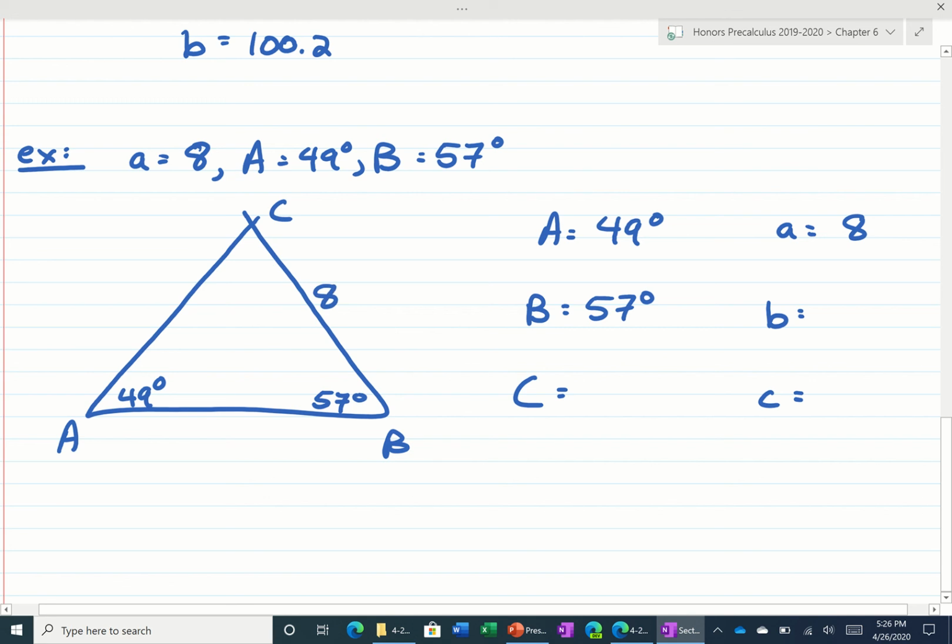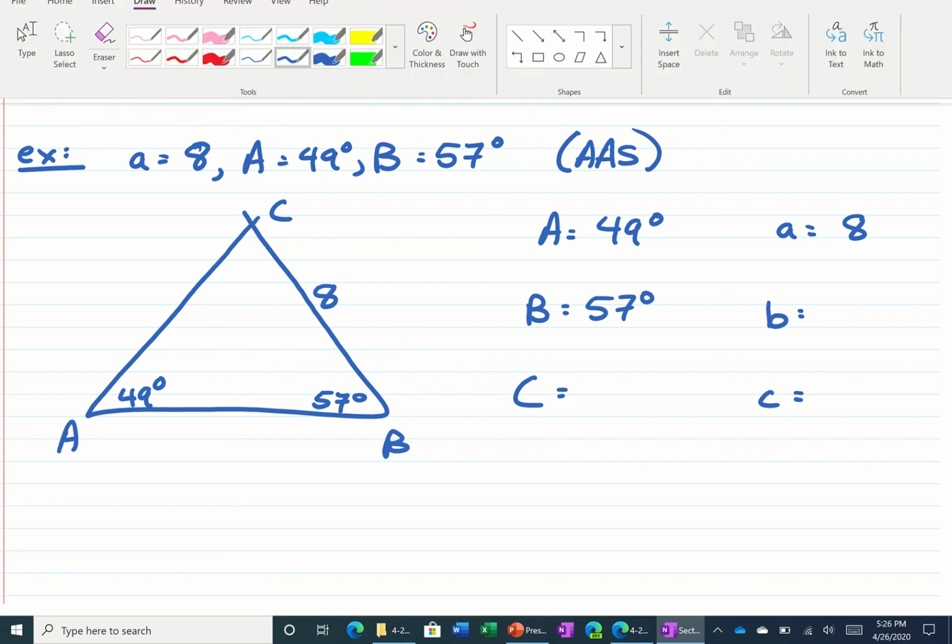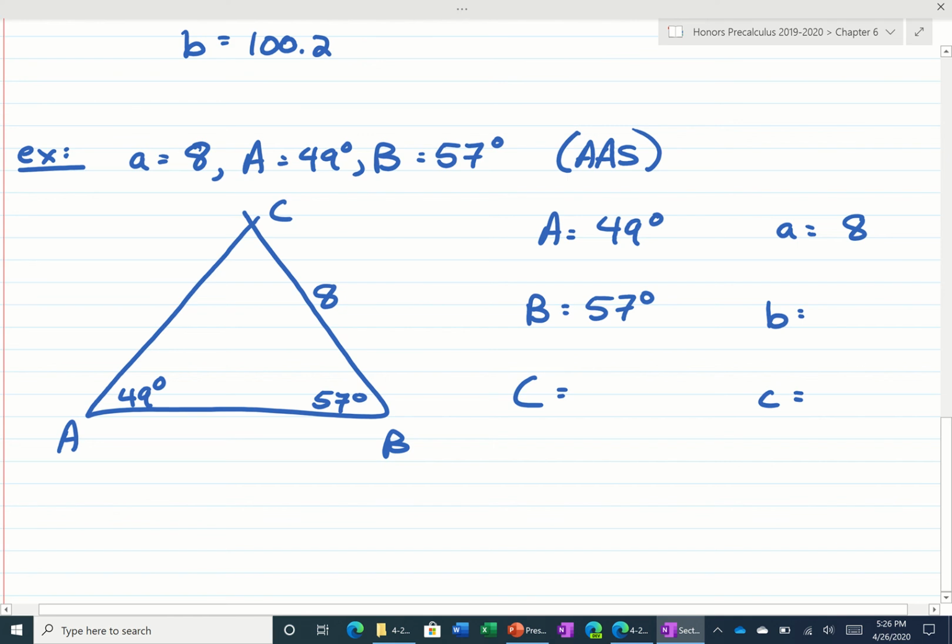All right. This would be an example of an angle-side problem. And let's go ahead and figure it out. So to find angle C, I could do 180 degrees minus 49 and 57. And that would be angle C is 74. Just kind of chipping away at this.